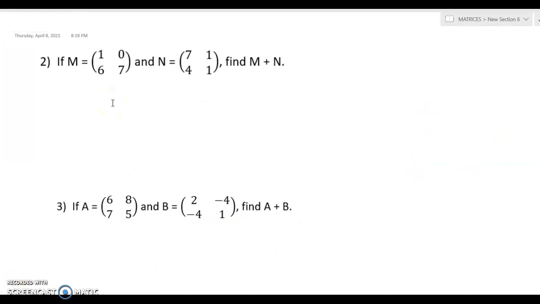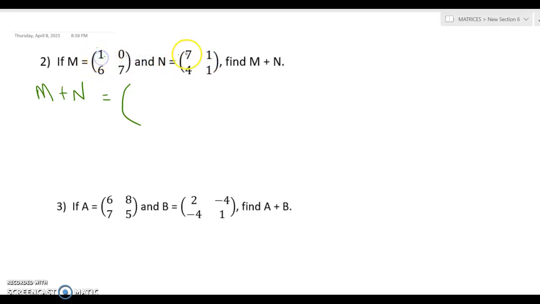Alright, so let's get number 2. We're going to add matrix M plus matrix N. So, M plus N, right? And by the way, you have to check and see if they are the same order. Both are 2 by 2, 2 rows and 2 columns, right? So we can go ahead.